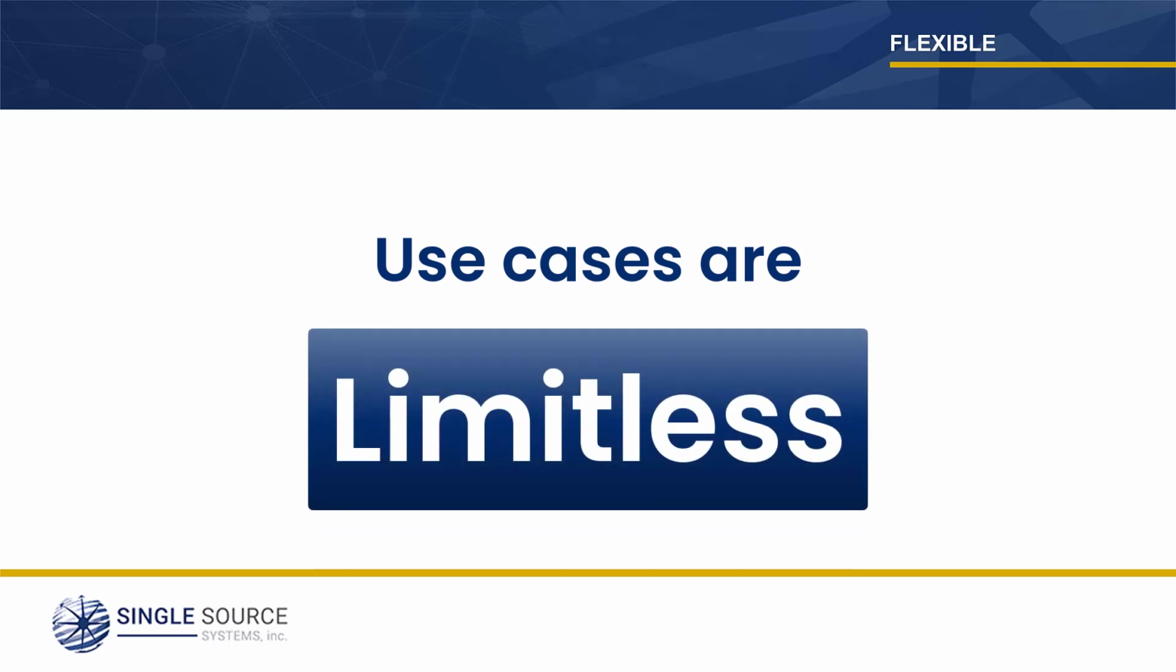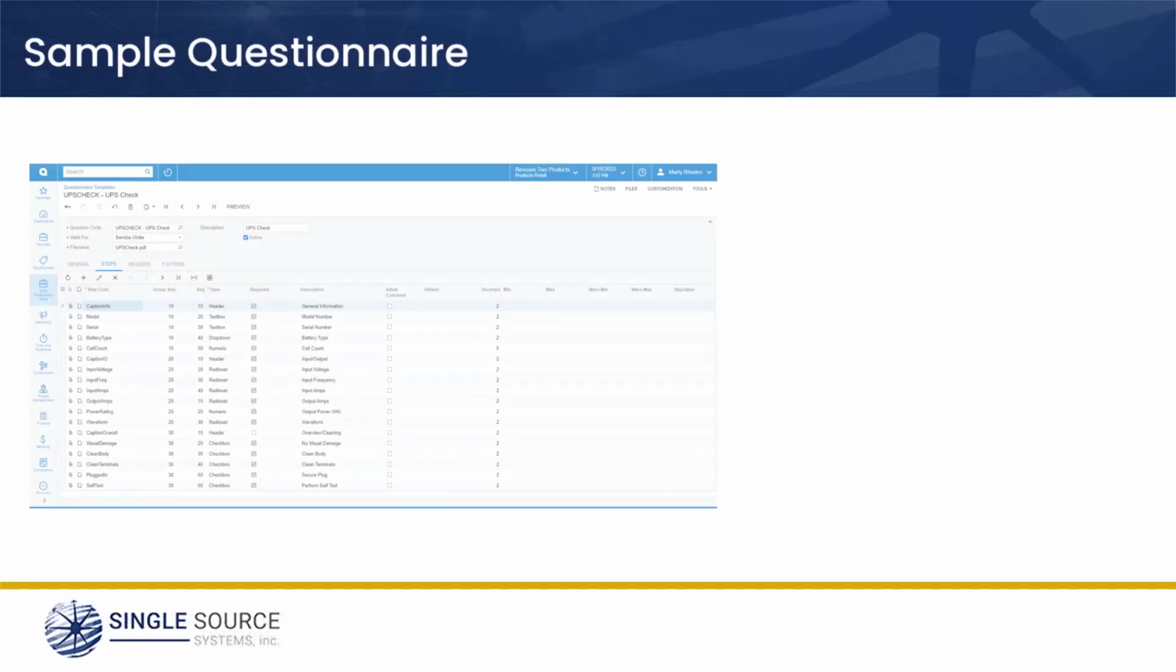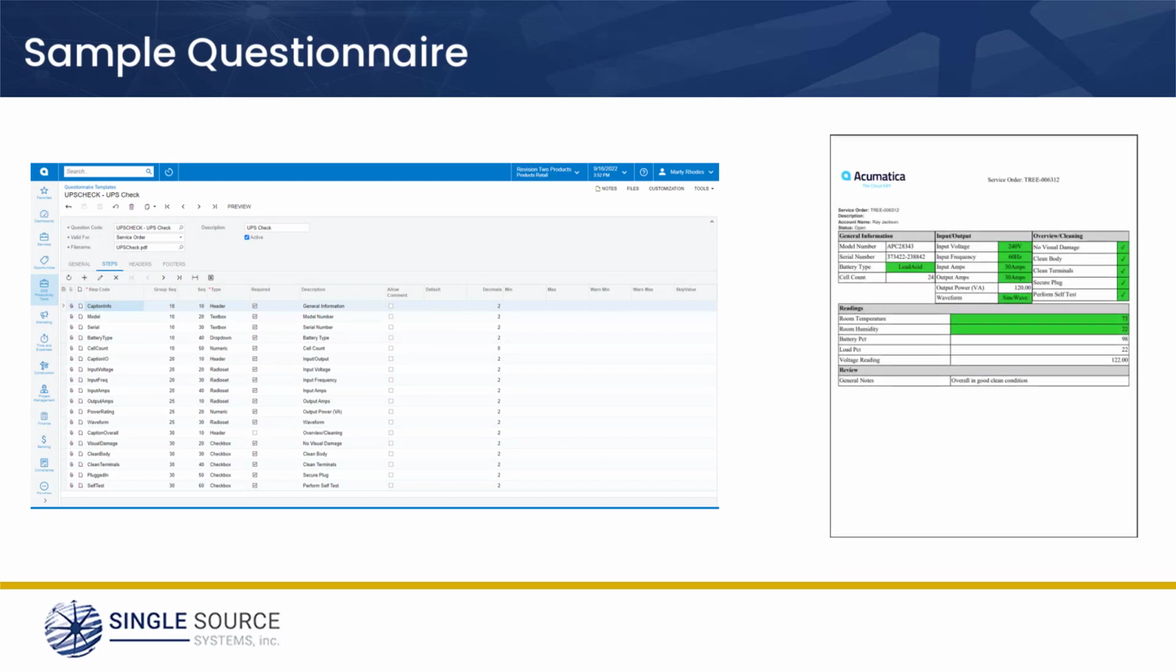So now let's take a look at the structure of a questionnaire and its output. A questionnaire begins as a template that contains a list of questions and also defines the results to be captured. Once captured, the results are stored in the database and can also be output to a PDF file or accessed using a generic inquiry. In this example, we have two screenshots.